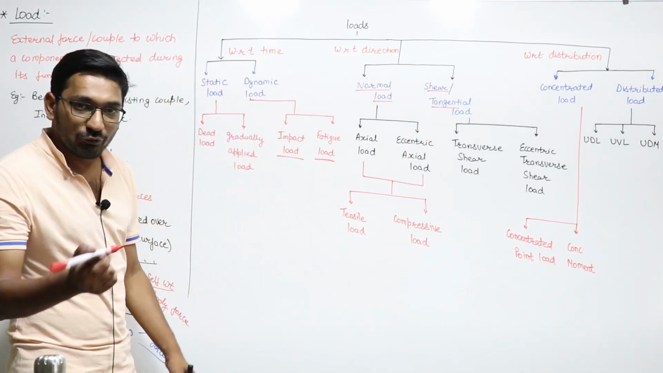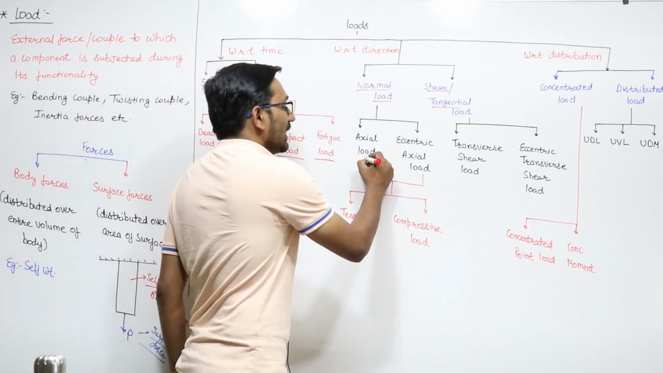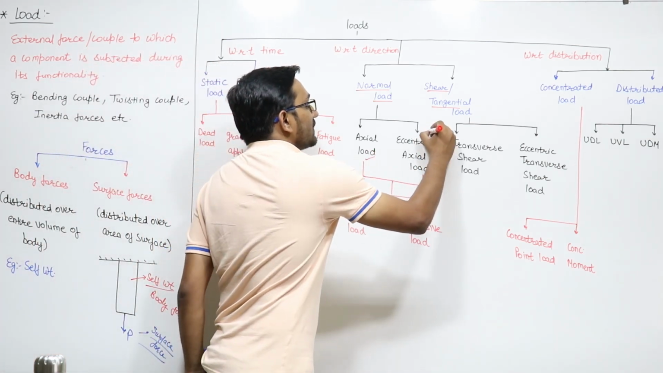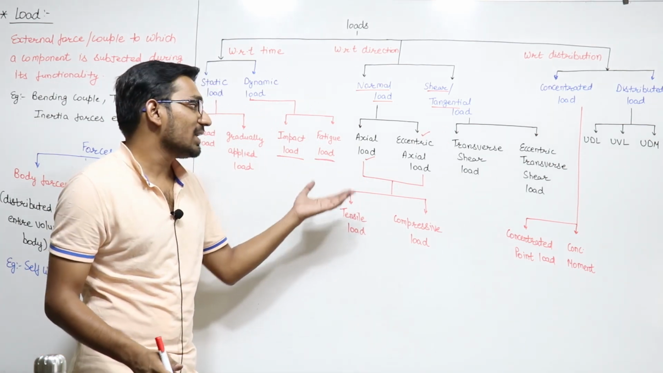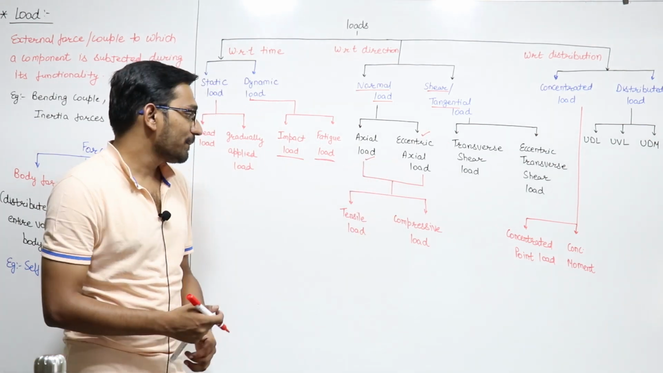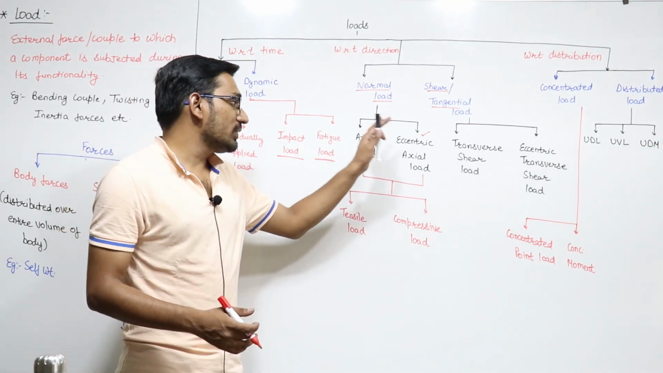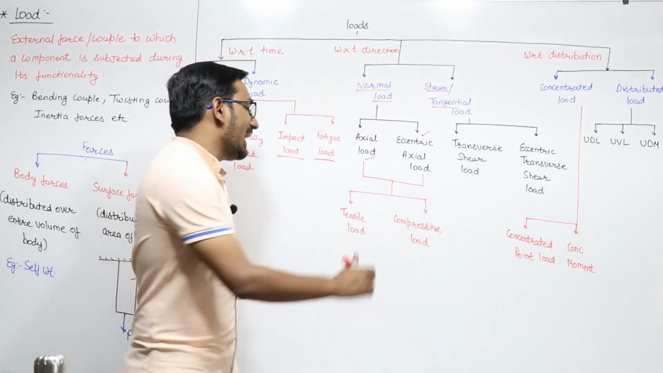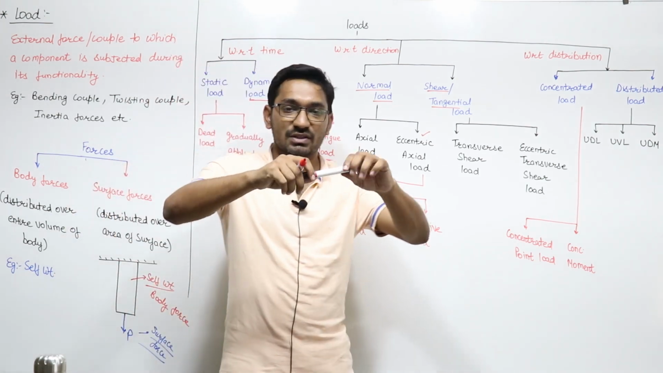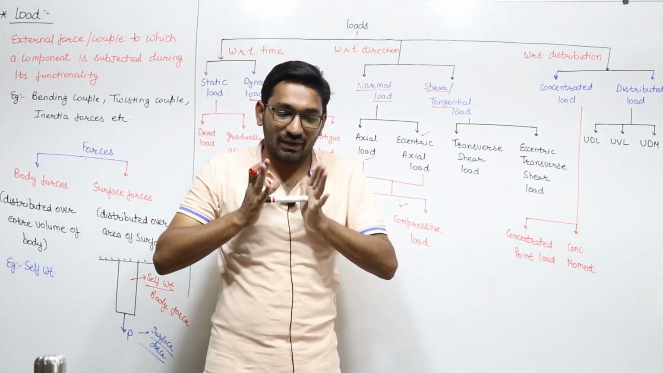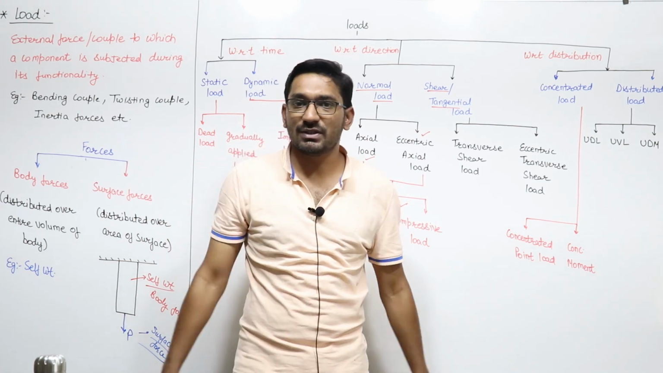Normal load is again of two types. One is axial load and another one is eccentric axial load. We'll see what we mean by axial and eccentric axial. And normal loads overall will be of two types: one is tensile, another one is compressive, right? If this is a body, this is a tensile load, and if I compress it, this is a compressive load.